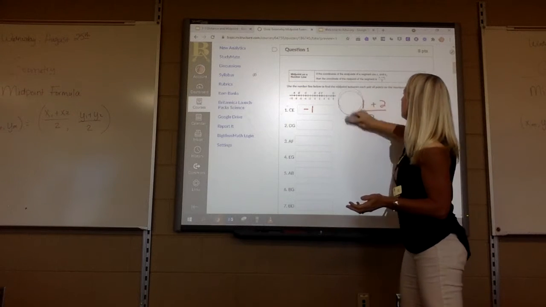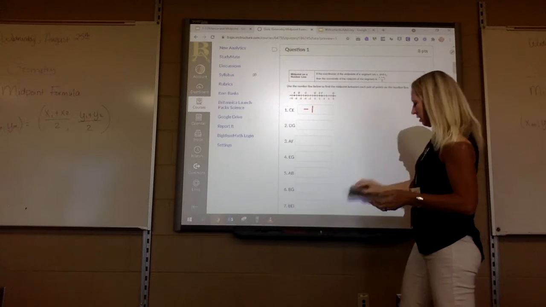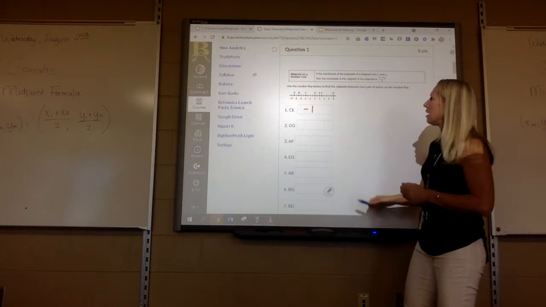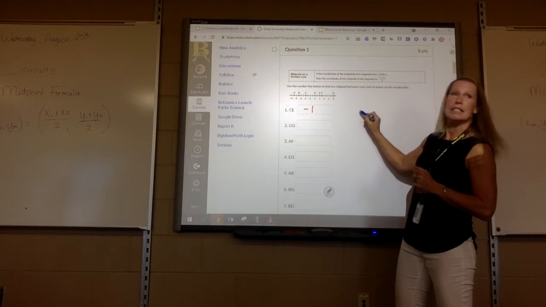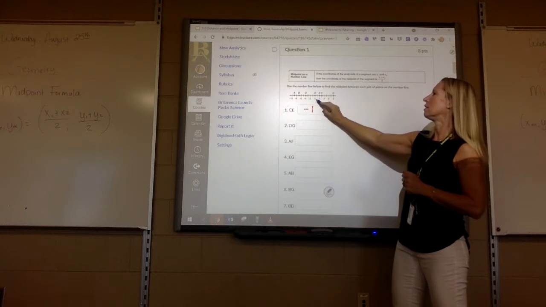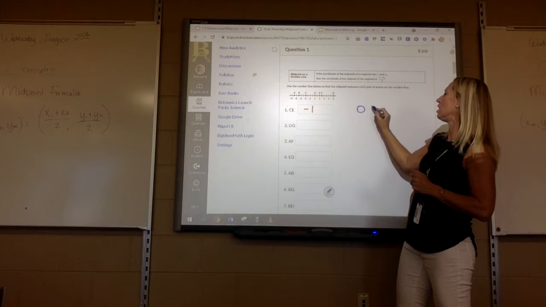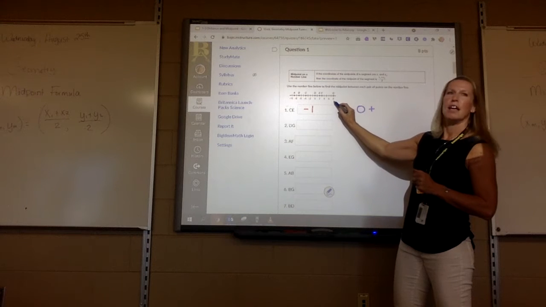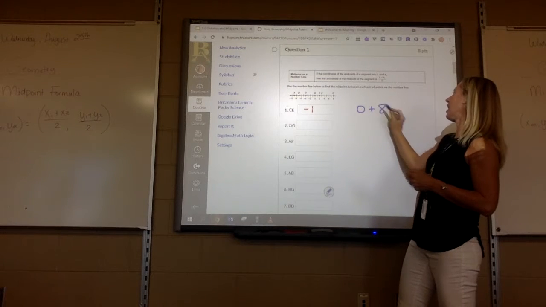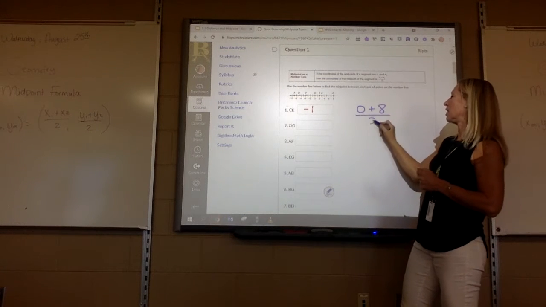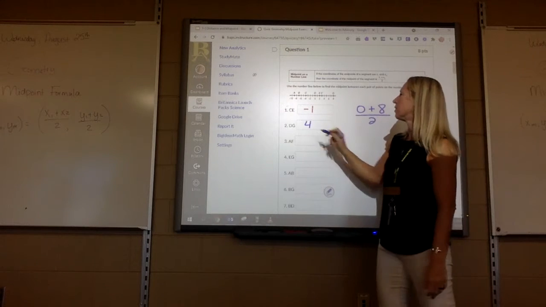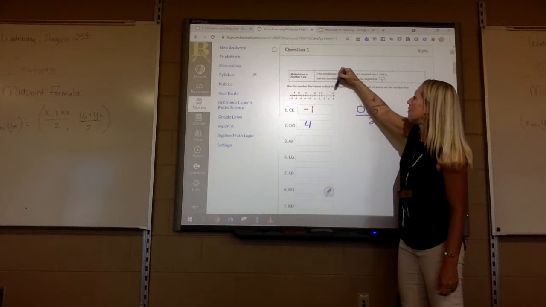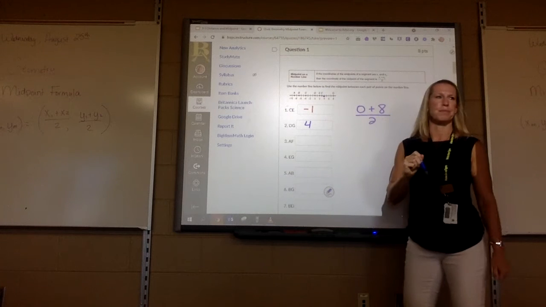So let's just do a couple more and then we'll move on. What about DG? What's the location of D? 0. Where's G? 8. Add the two numbers together and divide by 2. So 0 plus 8 is 8. What's 8 divided by 2? 4. So that just means the middle of DG is at the location of 4.